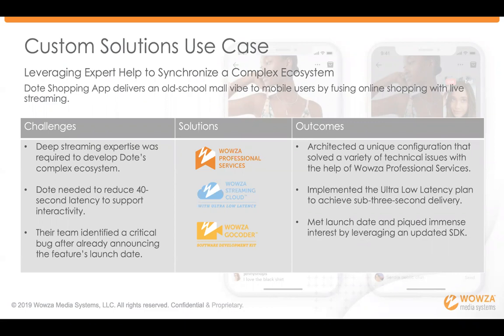When Dote came to us, they had been leveraging the GoCoder SDK. They were using things like ReplayKit, and they used PubNub for message transfer. They were having a really tough time getting things to work and come together with any sort of performance. They really wanted this to be low latency. They wanted to be interactive. They wanted the person shopping to be able to say, hey, look, what do you girls think of these shoes? And then the comments come flying in.